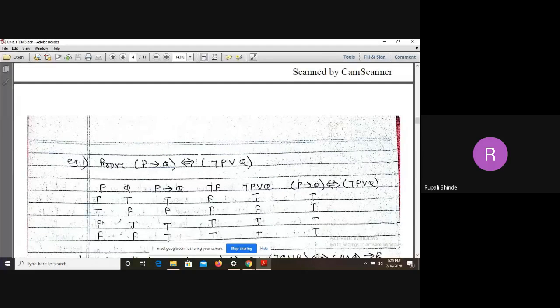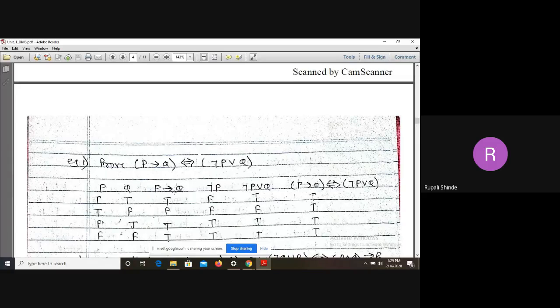So first of all, we have to recognize how many variables are here in this formula. P and Q, these are the two variables. That's why your truth table will contain 2 to the power 2, that is 4 possible combinations of truth values. So for P: T, T, F, F; for Q: T, F, T, F.